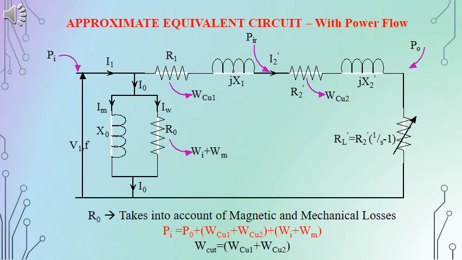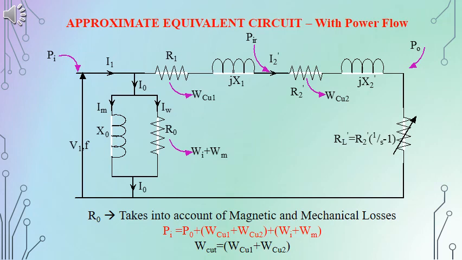We have the equation PI is equal to P0 plus WCU1 plus WCU2 plus WI plus WL, or we have the output power equal to the input power minus the total copper loss on the stator and the rotor minus the iron loss minus the mechanical loss. WCUT is equal to the sum of the copper loss on the stator and the rotor.